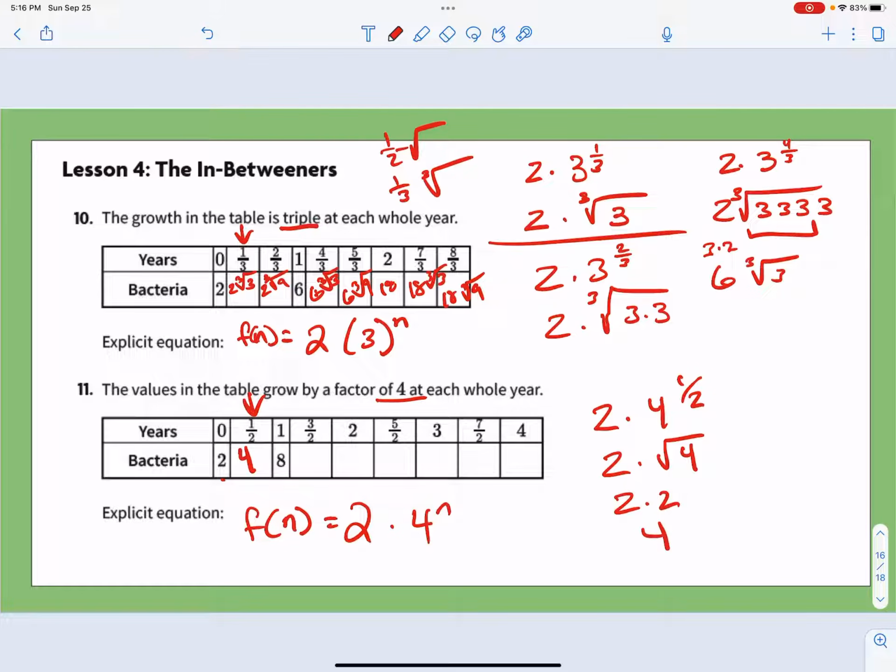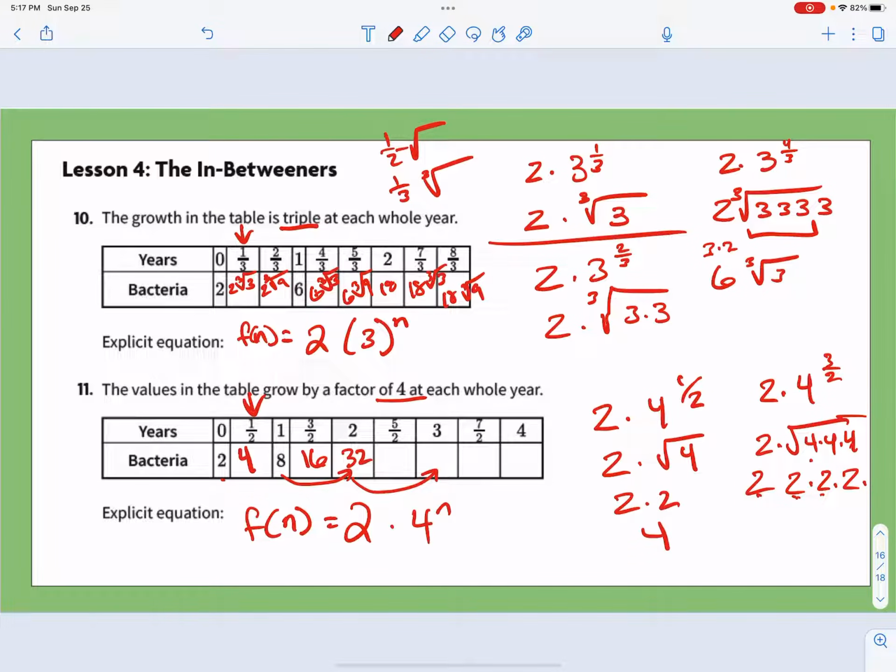For the next value, it's 2 times 4 to the 3/2, so that's going to be 2 times the square root of 4 times 4 times 4, right? Okay, so the square root of 4 is 2, square root of 4 is 2, and square root of 4 is 2. So now I have 2 times 2 is 4, times 2 is 8, times 2 is 16. Okay, and we know this next one here, because I'm multiplying by 4, is going to be 32. Multiplying by 4, and we have 128.